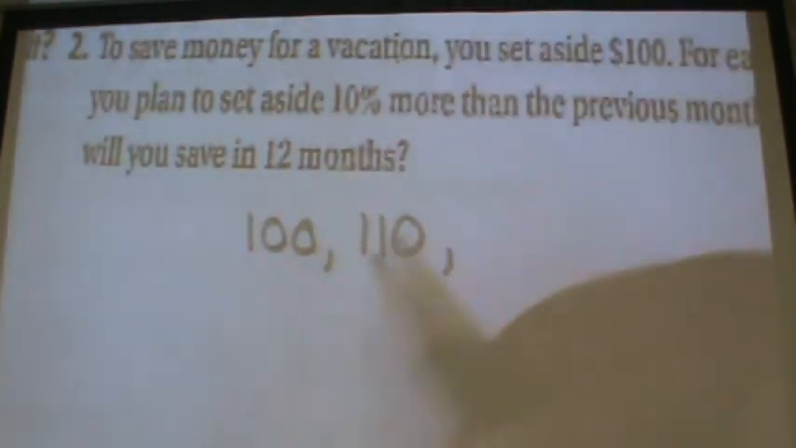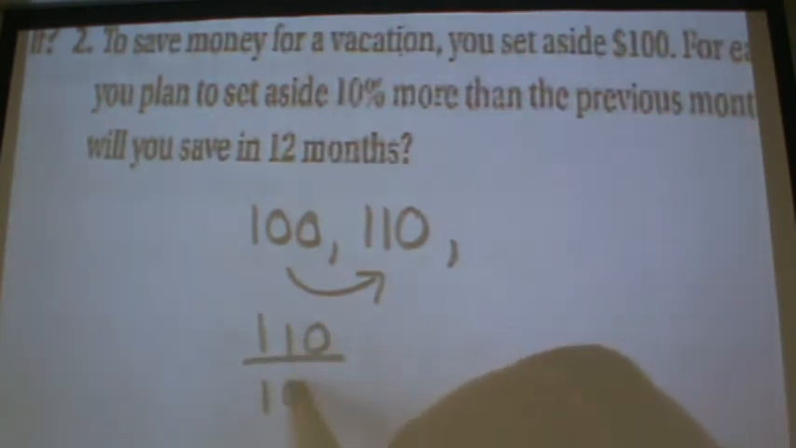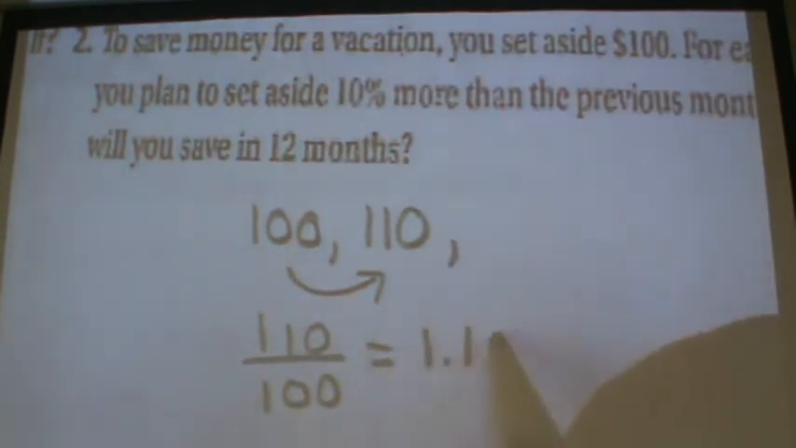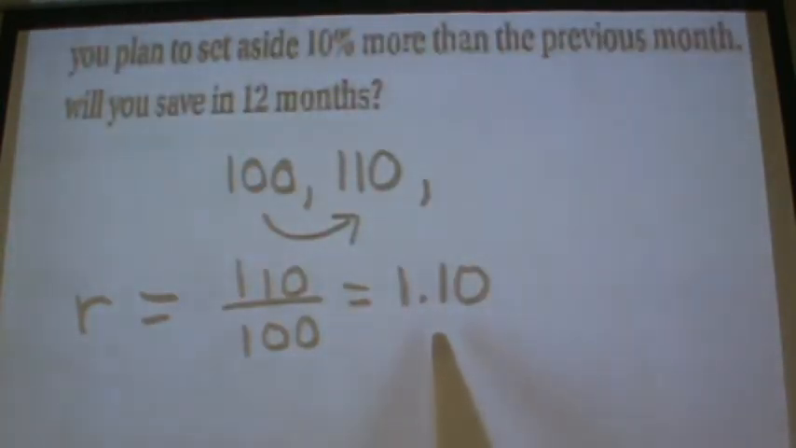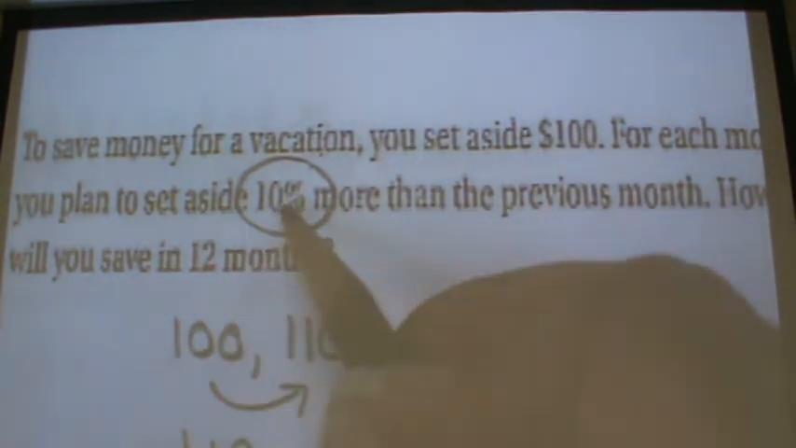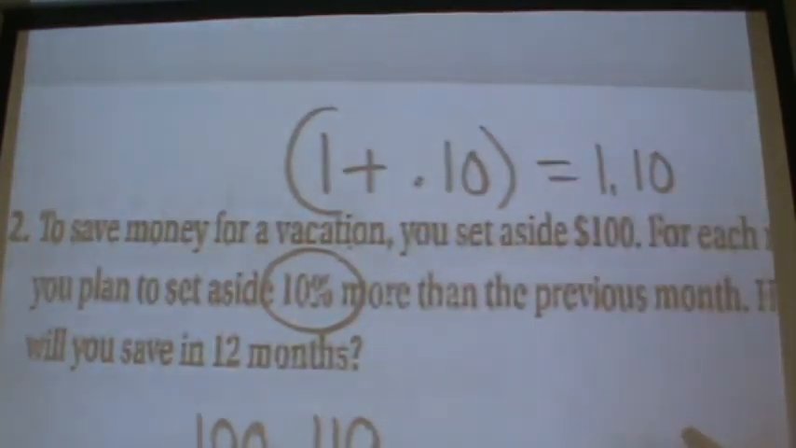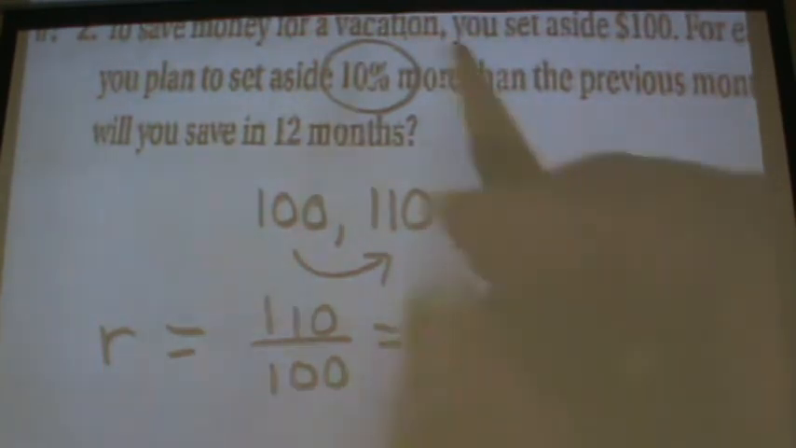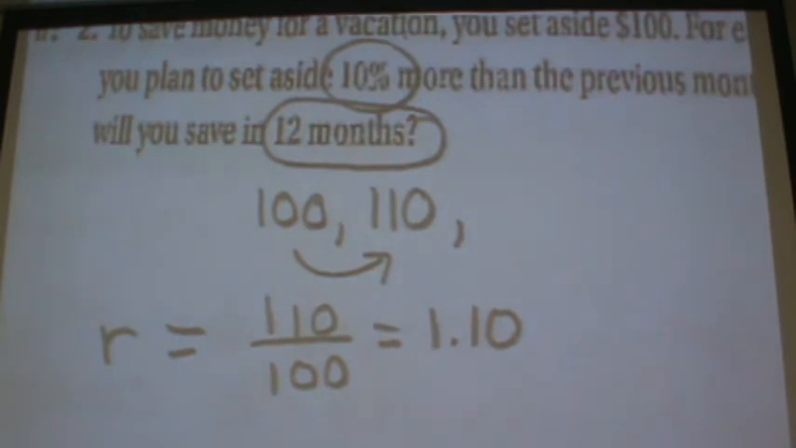Okay? So, to go from here to here, what's 110 over 100? It's 1.10. That is your R value. You're adding the original amount plus 10%. We actually did these in exponential problems. This is 1.10. That's your R value. Now, they want to know how much money you are going to have in 12 months?